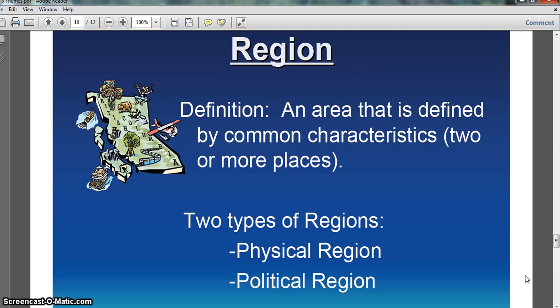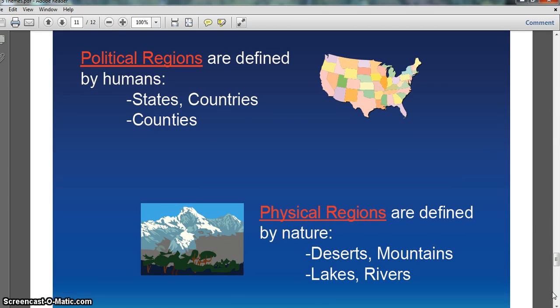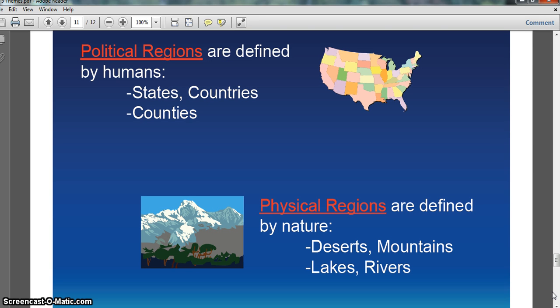There are 2 types of regions, ways in which we group areas in the world, physical and political. Political regions are defined by humans, so they are borders of states, countries, counties, etc. Physical regions are not defined by people so much as they are defined by nature. So we here would classify physical regions by deserts, by mountains, by rivers, by lakes, etc. They are physical regions. So a great example for this would also be the United States is a political region. Kansas is a political region. And Olathe is even a political region.